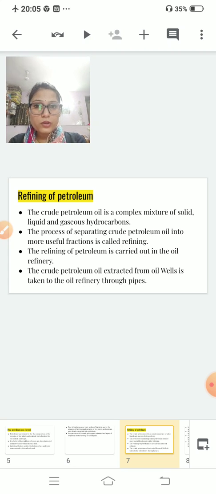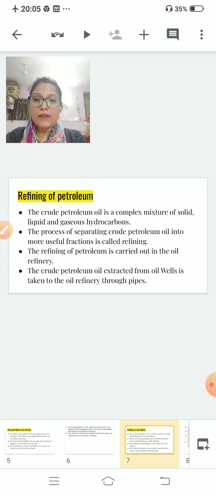First of all, all of you know that petroleum is a complex mixture of hydrocarbons. That means lots of hydrogen and carbon compounds are present in it. So, you have to separate all of these. And this process of separating all the compounds into different fractions is known as refining.